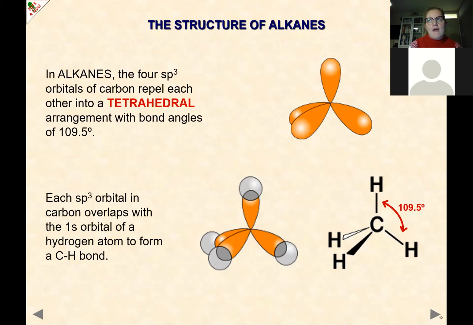So in alkanes, the 4 sp3 orbitals of carbon repel each other equally. If we had a full s orbital, it wouldn't cause the same equal repulsion. But because we've got these 4 sp3 orbitals of carbon, they repel each other equally into this tetrahedral shape, with bond angles of 109.5 degrees. Each sp3 orbital in carbon overlaps with the 1s orbital of a hydrogen atom to form a C-H bond. So this is what's happening there. That's the overlapping, basically the grey circles with the orange shape.